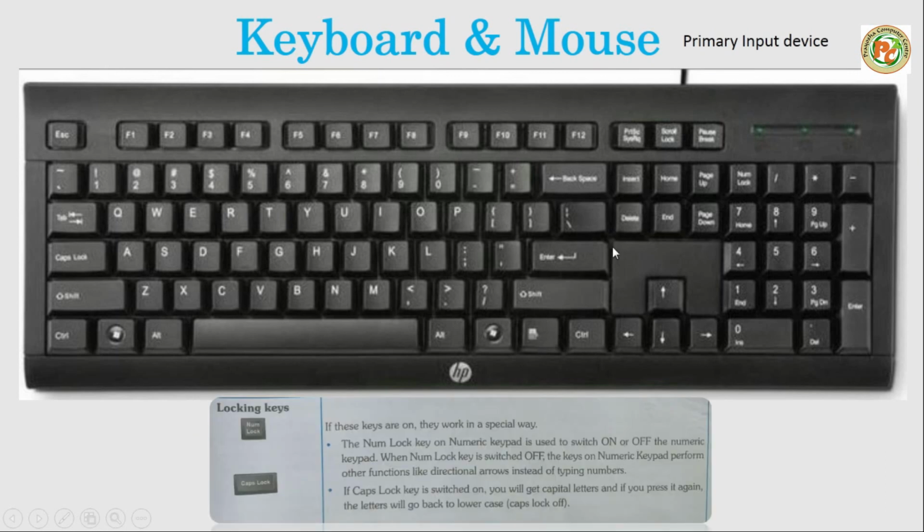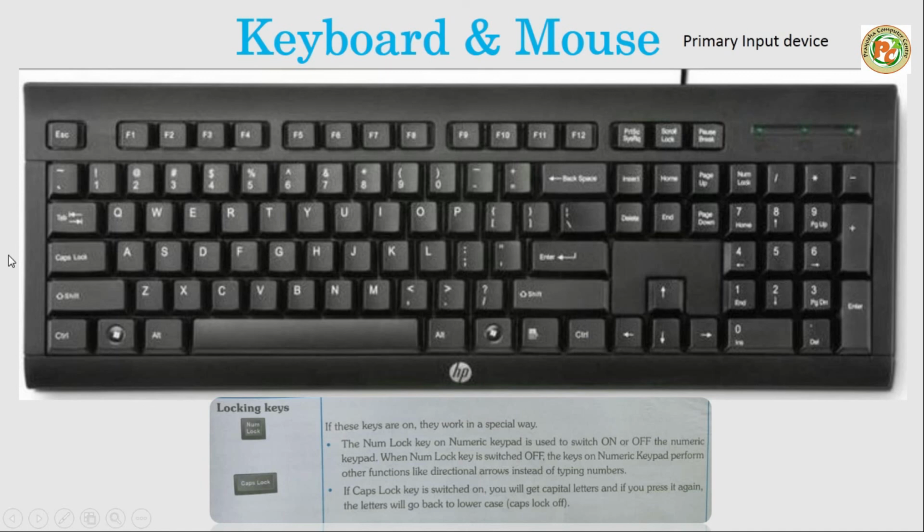Locking keys. Locking keys means what I told you about. Locking means numlock can be turned on or off, and if it is off, then the numeric keypad performs other functions like direction arrow keys instead of the numbers, like up, left, right, down. So up, down, left and right. But this works when it is off. If it is on, then the numbers are there.